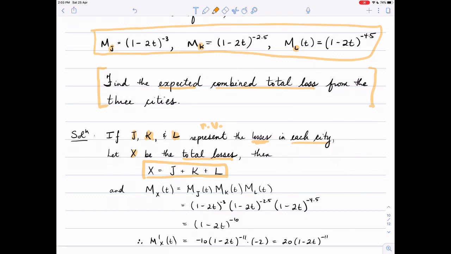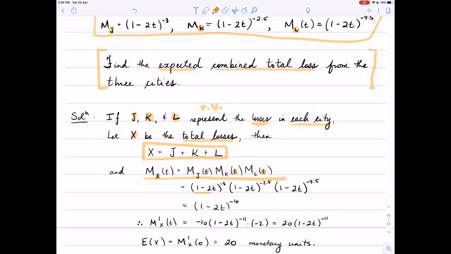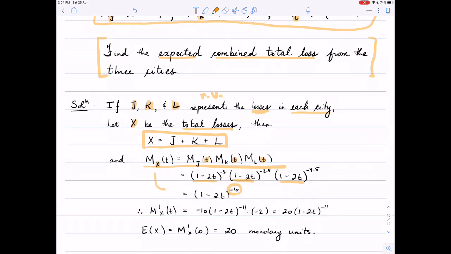Using the fact that these are independent and that X is a sum, the property that we had right above here tells us that we can know the moment generating function for X, and that is the product of the moment generating functions for J, K, and L, all with the same parameter t. And so using the formulas above, which are conveniently given to have all the same base, we can just add the powers together. And so we know the moment generating function for X. And now we're back in the single variable case.